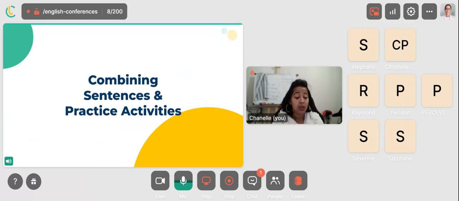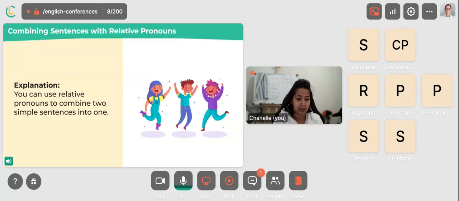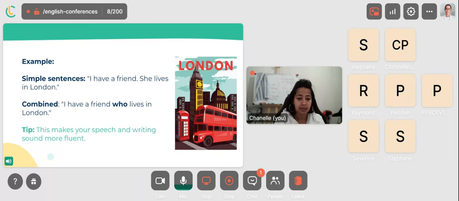In the last part, we look at combining sentences and practice activities. So you can use relative pronouns to combine 2 simple sentences into one. For example, simple sentences. I have a friend, she lives in London. When I combine the 2, I have a friend who lives in London. This makes your speech and writing sound more fluent.